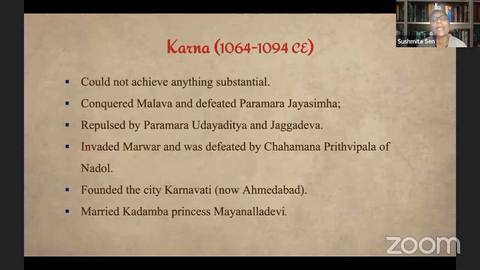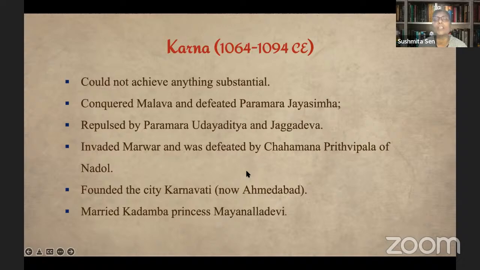And he was again defeated at the end. I was telling you about the seesaw struggle between the Parmaras and the Solankis. Again, he was defeated by Parmara Udayaditya and his minister Jagadeva. And again, he invaded Marwar, and that time he was defeated by the Chauhans of Prithvipala of Nandol. When he was on his way to Marwar, he was defeated by the Nandol, that is another principality of the Chahmanas, another branch.